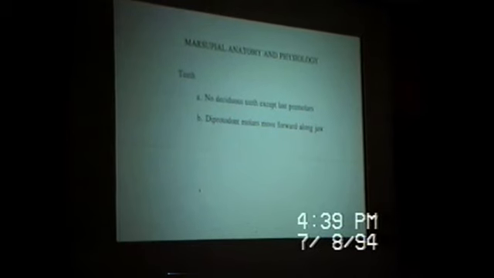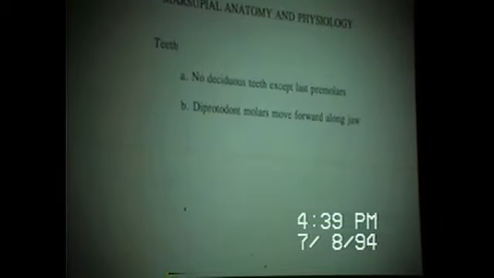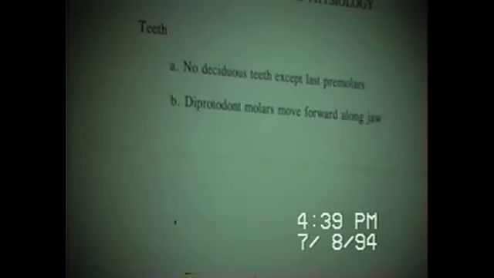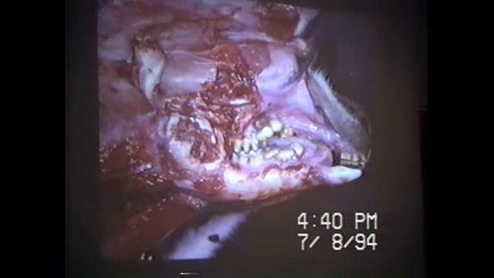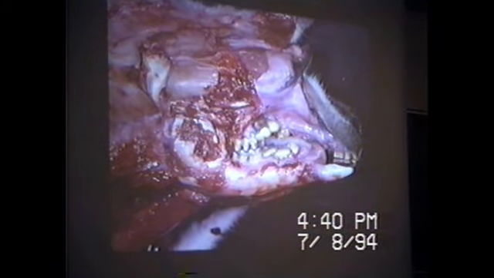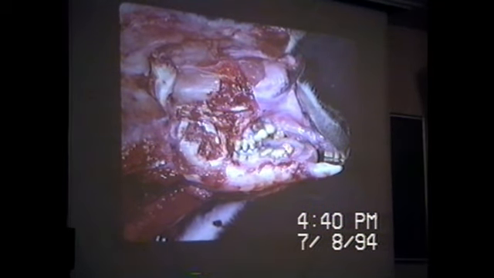As far as the teeth go, the main things to remember are that marsupials generally lack deciduous teeth except for the posterior premolars. And interestingly, in the diprotodonts, mainly the koalas or the kangaroos and wallabies, the molars move forward along the jaw and are eventually lost as they grow older. This animal has some problems with the dentition here, but you can see a tooth that I think is about to be lost here as it's moving forward.